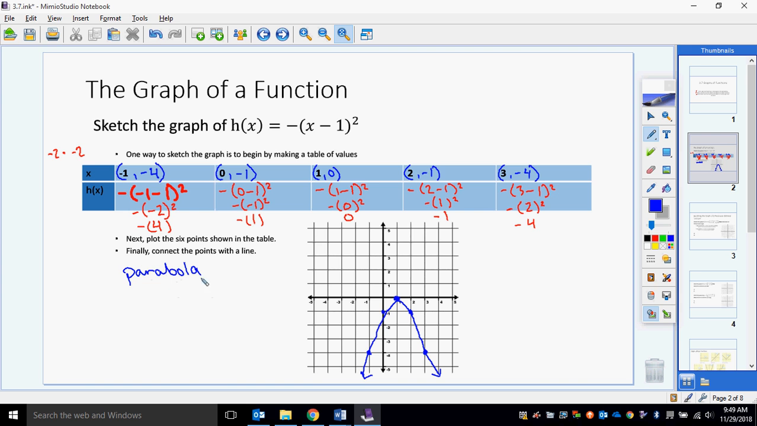And you're going to find that a parabola in either direction is always from any equation that has x being squared, any type of x squared. So here I have an x, and then I'm squaring the outside of that x minus 1, so it formed a type of parabola.